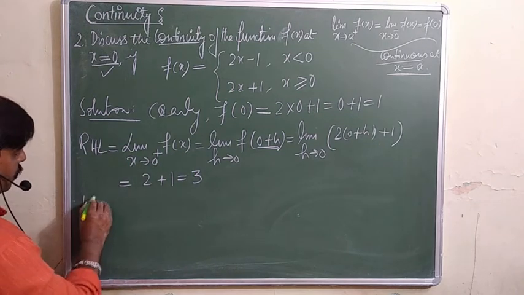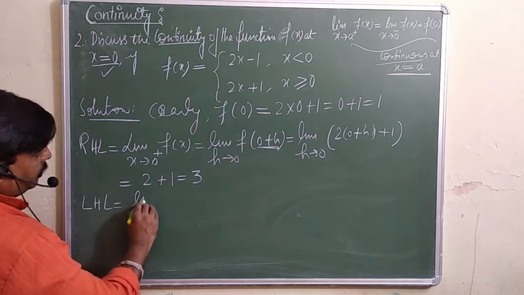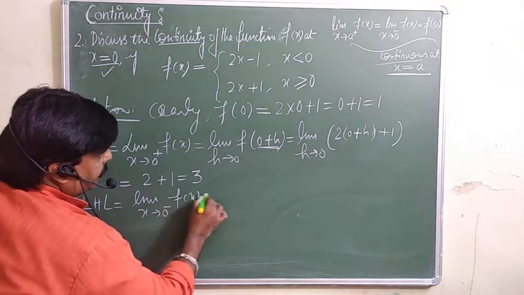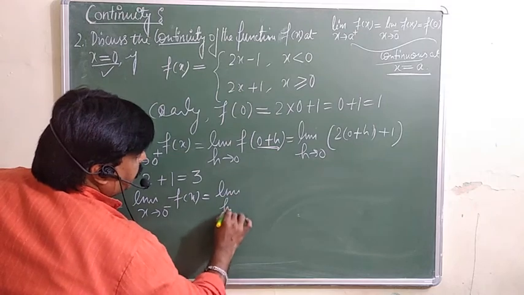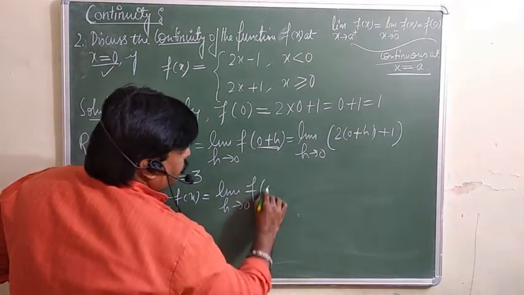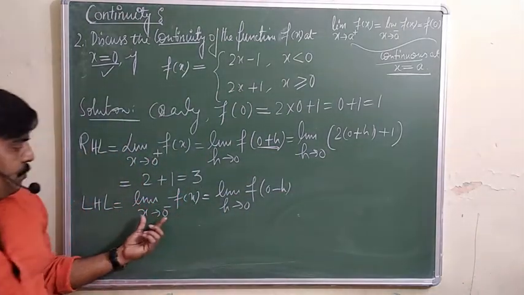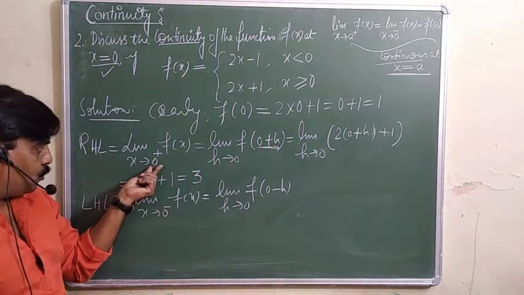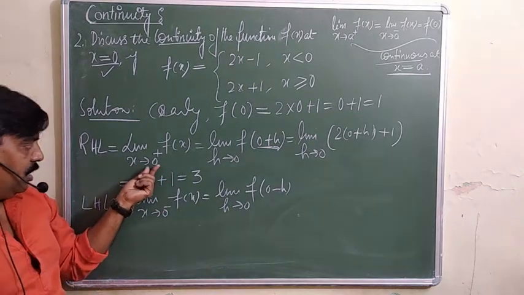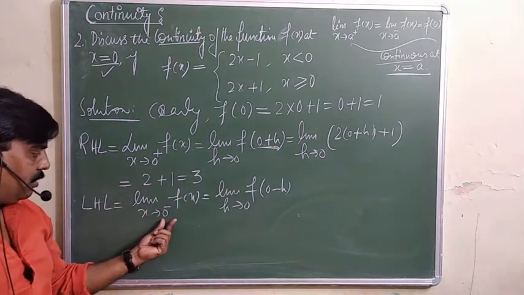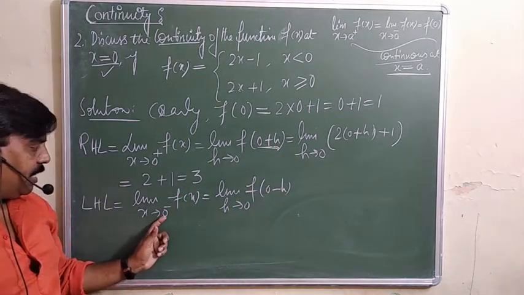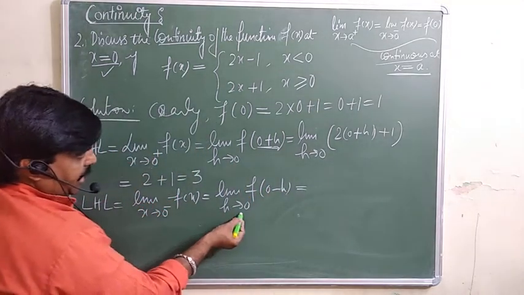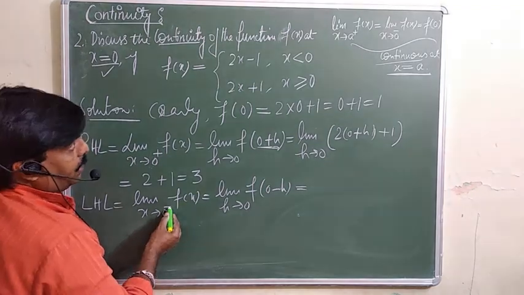Now similarly, you must take the left hand limit, so the limit as x tends to 0 minus of f(x) is equal to the limit as h tends to 0 of f(0 minus h). Just remember, if it is plus, then you must put 0 plus h. If it is 2, then 2 plus h; 1, then 1 plus h. Similarly, 1 minus h, 10 minus h. According to that, you must put it here. And x tends to 0 minus means less than.